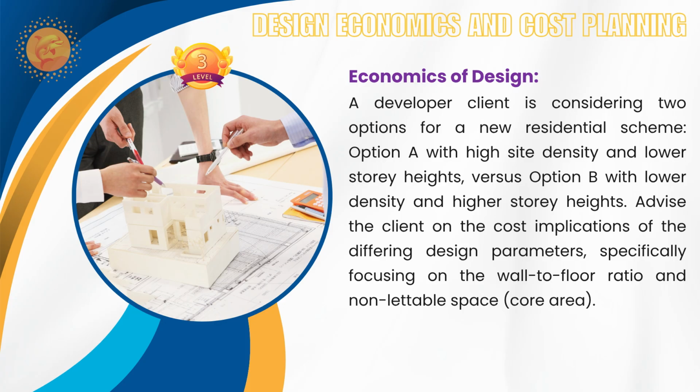So when you consider option A, this will have a more efficient ratio, potentially reducing the external envelope cost per meter squared of gross floor area. Option B might increase the ratio due to taller elevation, because that is higher storey height, and potentially thicker structural elements. When you increase the height, automatically you need to go for thicker elements like the core walls and columns; all these things will be thicker than the lower height elements.